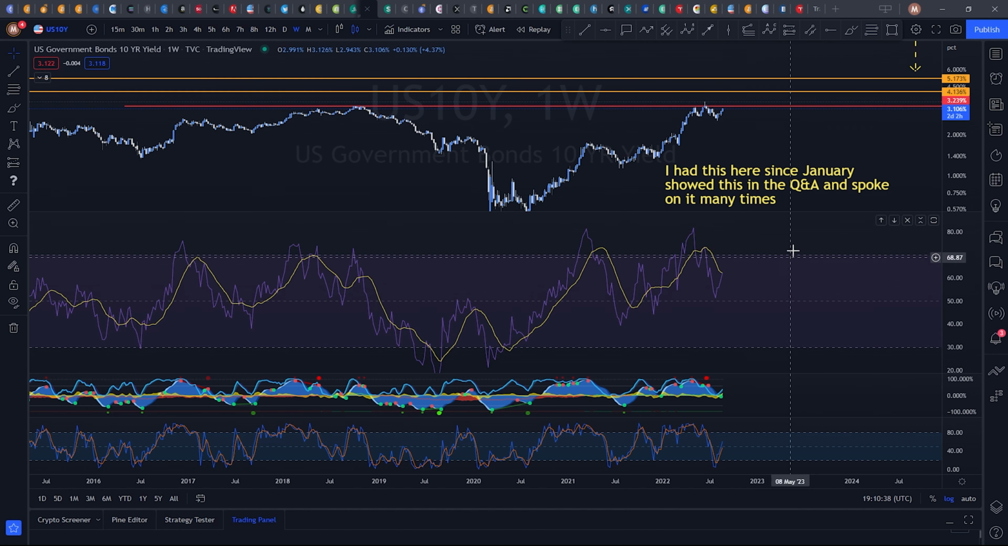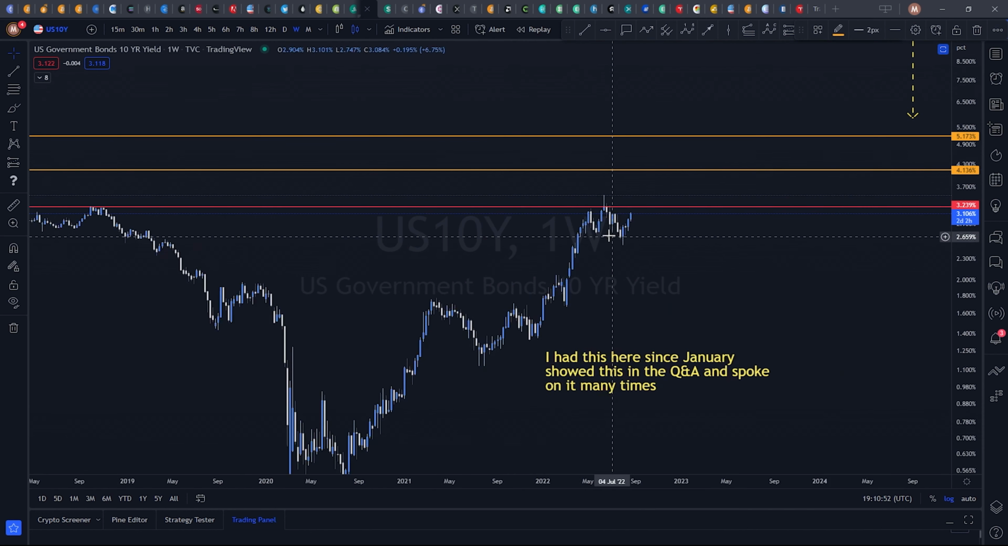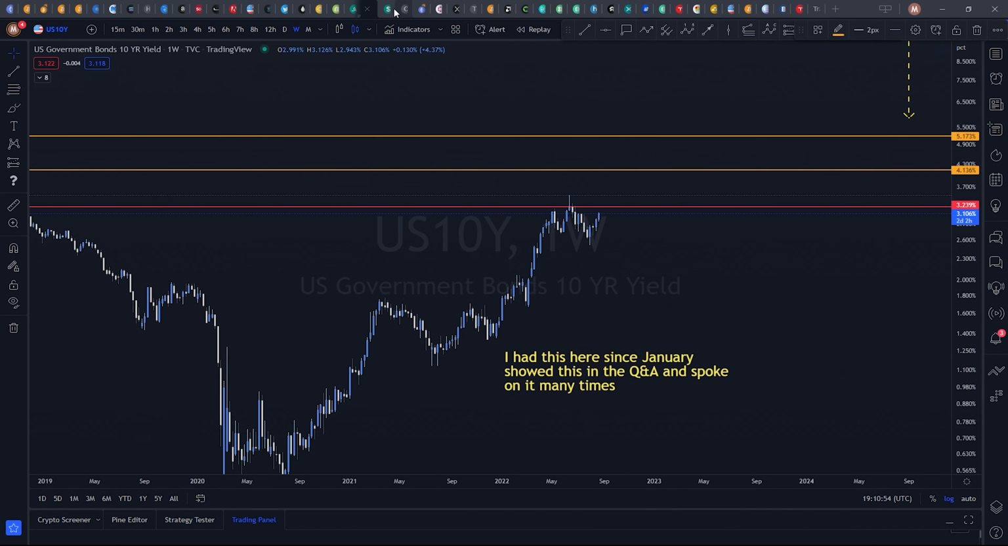When the 10 goes below the 50, it goes pretty bearish, right? So below the 50, and then boom, just drops. So you got to be careful with those. Right now, above the 50, so still bullish in my opinion.